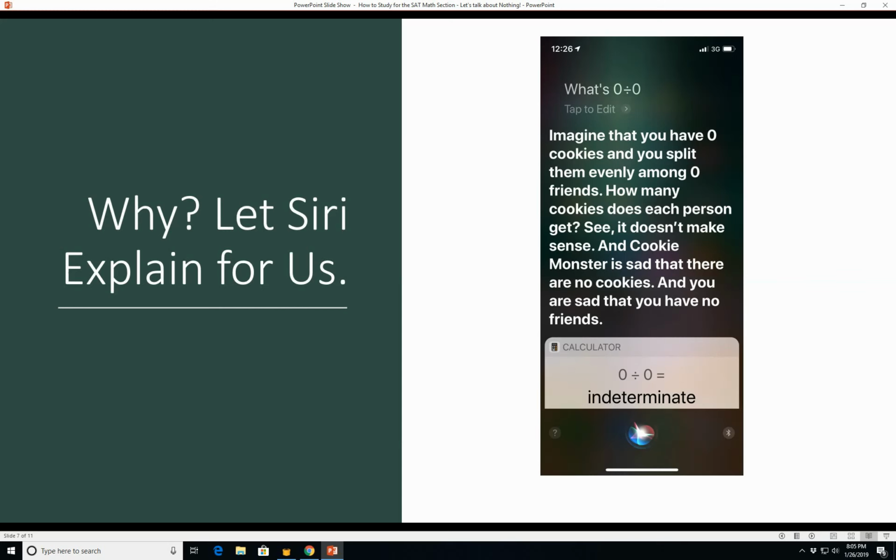Imagine that you have 0 cookies, and you split them evenly among 0 friends. How many cookies does each person get? See, it doesn't make sense. And Cookie Monster is sad that there are no cookies, and you are sad that you have no friends.